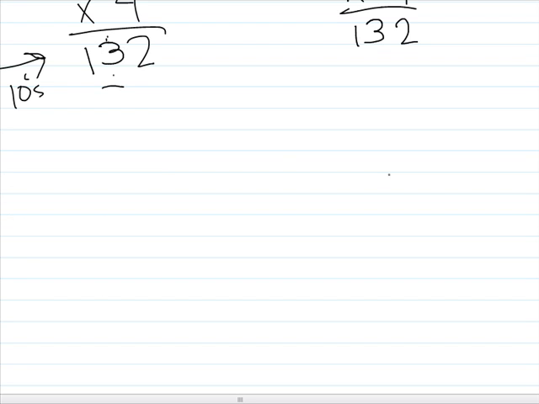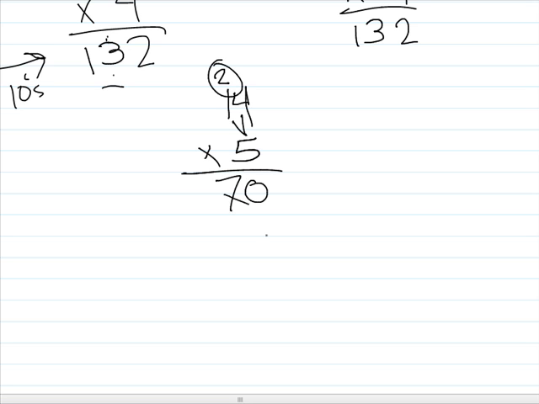Let's do 14 times 5. Now this is a little trickier. I'm going to go 5 times 4 is what? Right, 20. I'm going to carry the 2. 5 times 1 is 5. Don't forget to add the carried 2 for 70. Did that look mysterious? Let's try a different one.